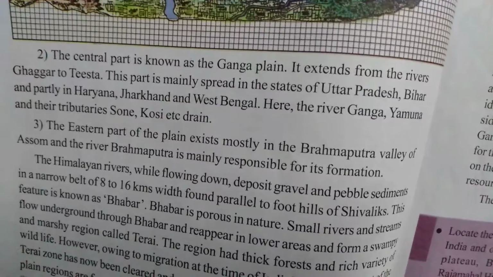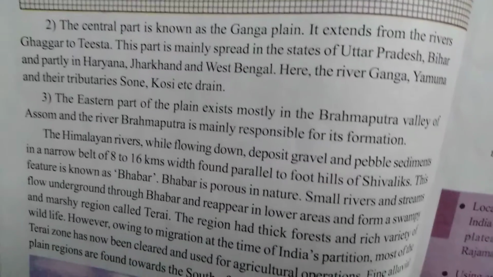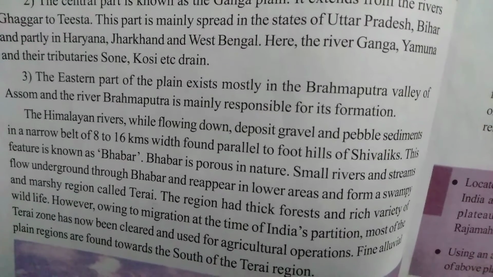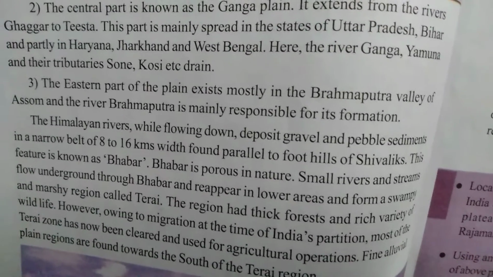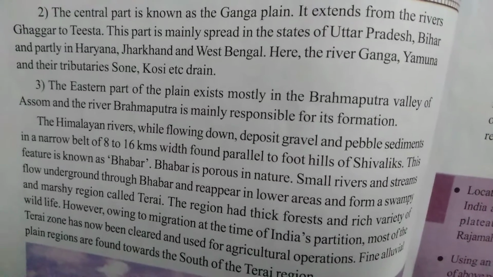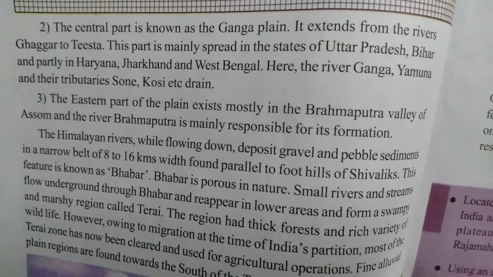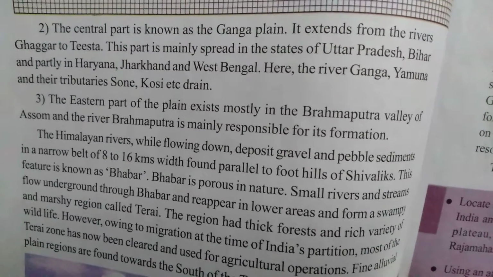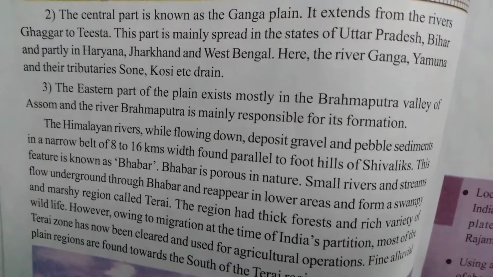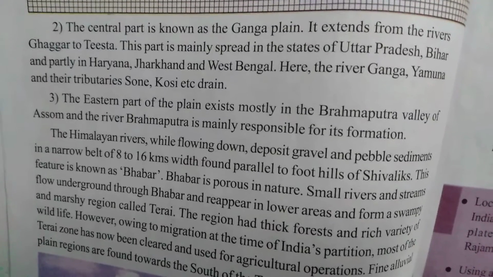The Himalayan rivers, while flowing down, deposit gravel and pebble sediments in a narrow belt of 8 to 16 kilometers width, found parallel to the foothills of the Shivaliks. What do we call this feature? This feature is known as Bhabar.